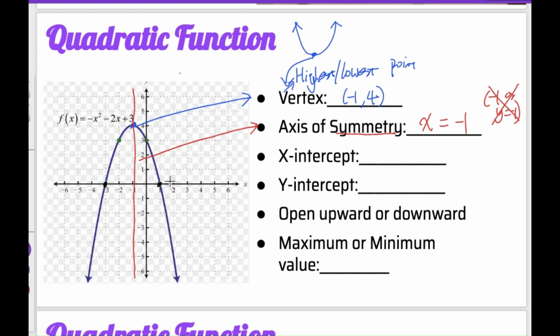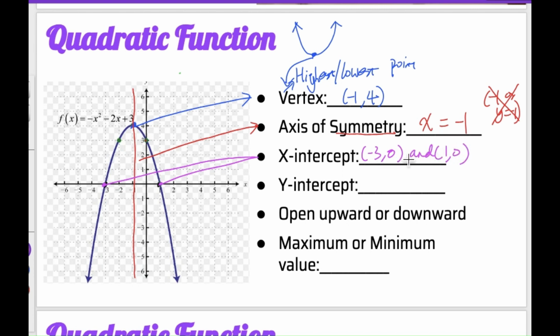For x-intercepts, these are the points where the graph touches the x-axis. As you can see, these two points are the x-intercepts, and if we write down the coordinates, they are (-3, 0) and (1, 0).